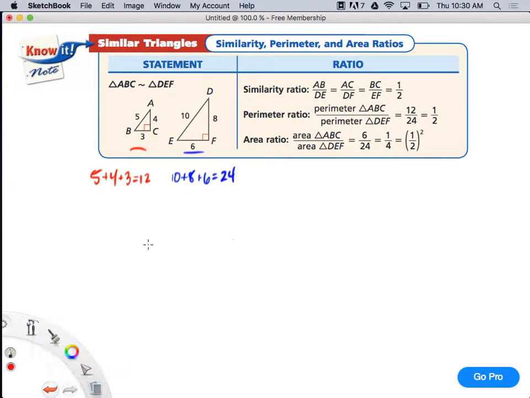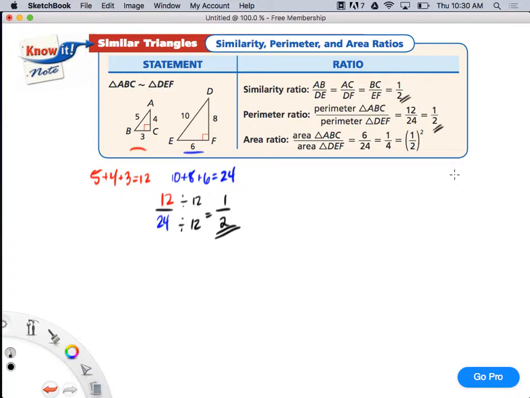Well, if we compare the perimeters, we get 12 over 24. But how do we simplify that? What's the simplifying factor here for this fraction? 12, right? So we get 1 over 2. Well, hey, look at that. So the similarity ratio is the same thing as the perimeter ratio.